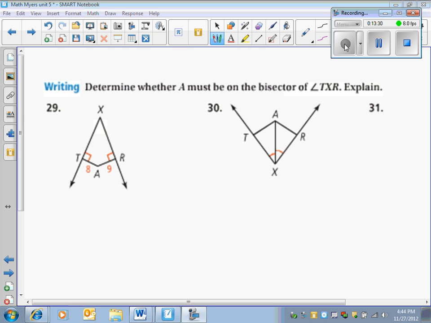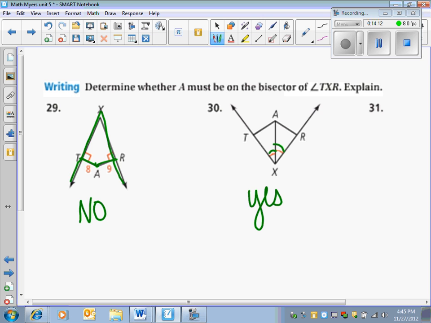Determine whether A must be on the bisector of angle TXR. Is A on the bisector? Well, here is TXR right here. I'm going to trace that out. Now, here's A. This way is 9 and this way is 8. Well, according to the theorem you wrote down, if it's going to be on an angle bisector, it must be equidistant. Is 8 congruent to 9? No, it's not. Is A on the bisector? No, it is not. Let's take a look at this one here. Is A on the bisector? Well, guess what? These markings say they are congruent. And so, yes, it is.